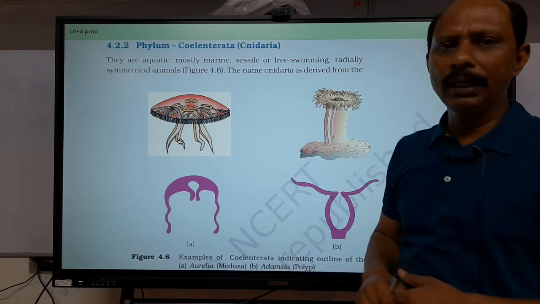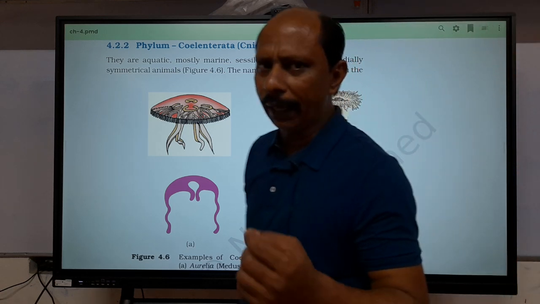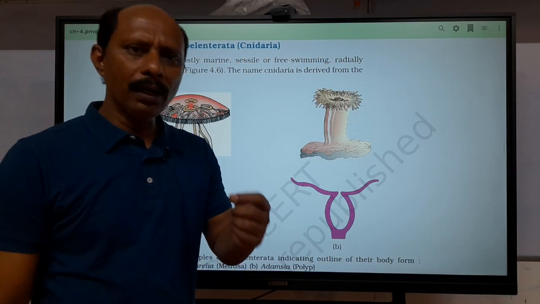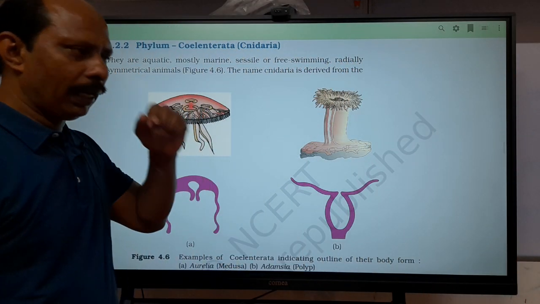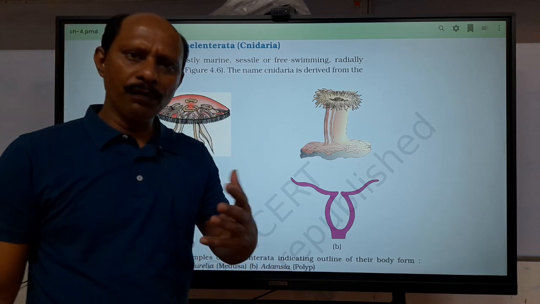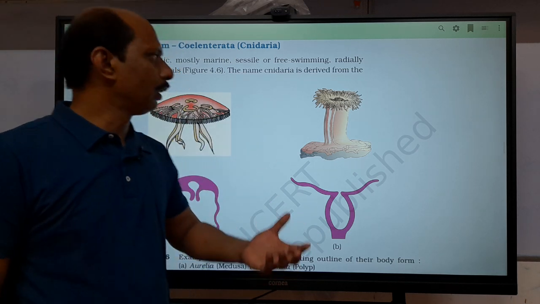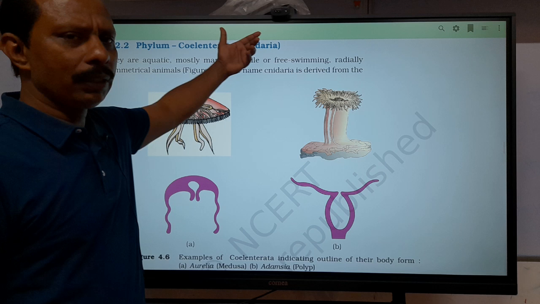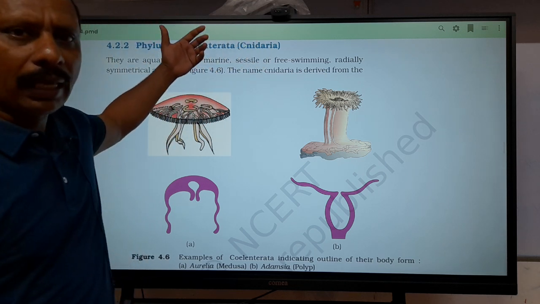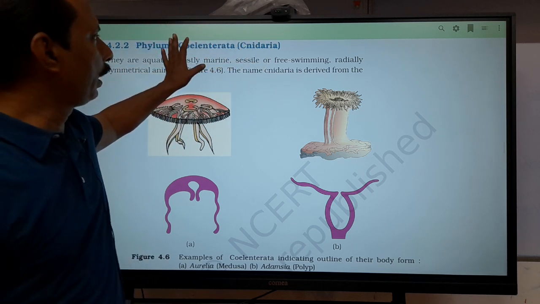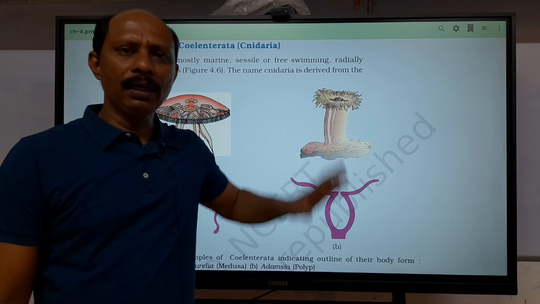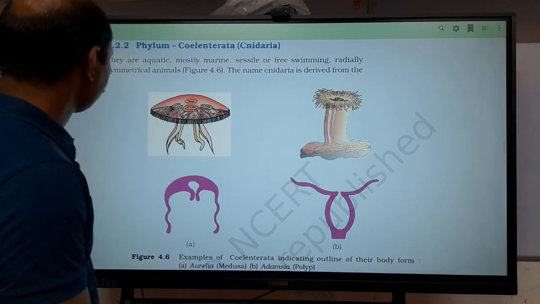Another name is Cnidaria. Cnidaria means needle bearing animals, right? Like Porifera means pore bearing animals. Coelenterata means the coelenteron cavity is present in these animals, so they are called Coelenterata. Cnidaria means needle bearing animals.